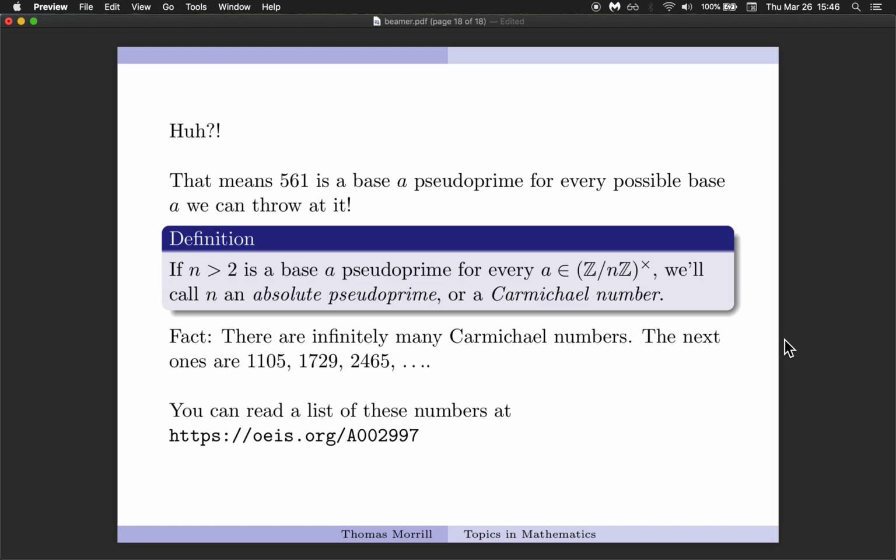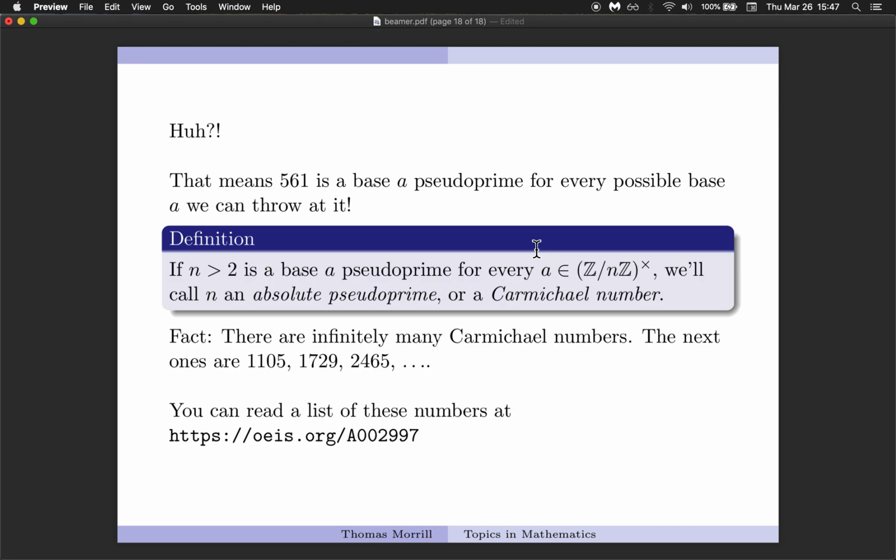There's a special name for these kinds of numbers. The definition: if n is an integer greater than 2, and it's a base A pseudoprime for every residue A that's relatively prime to n, the name for that is that n is an absolute pseudoprime. It doesn't matter what base you look at, n is a pseudoprime. Another name for these is Carmichael.